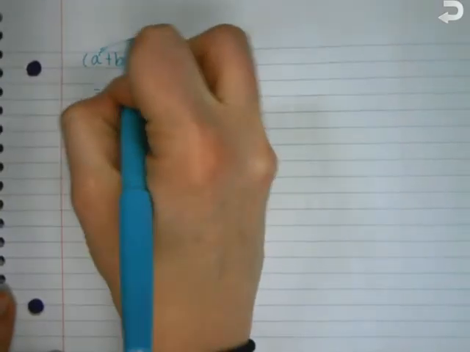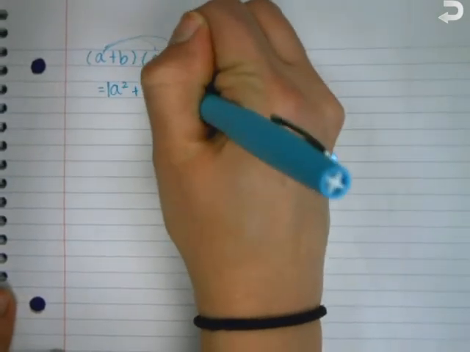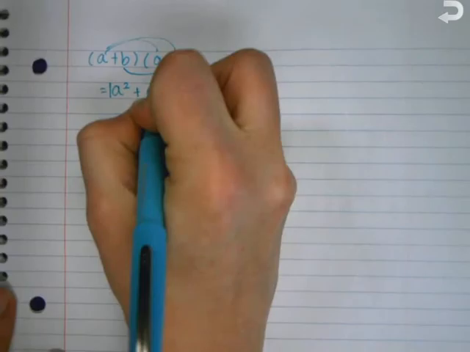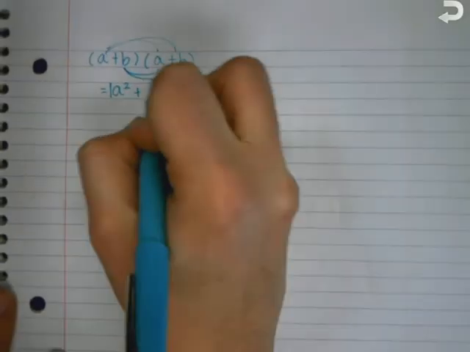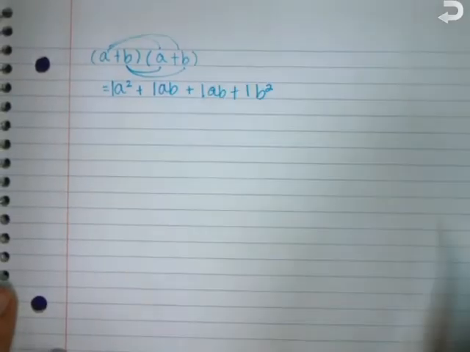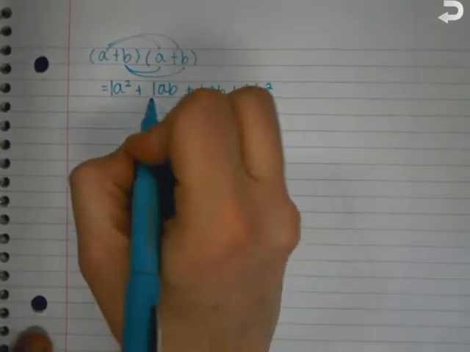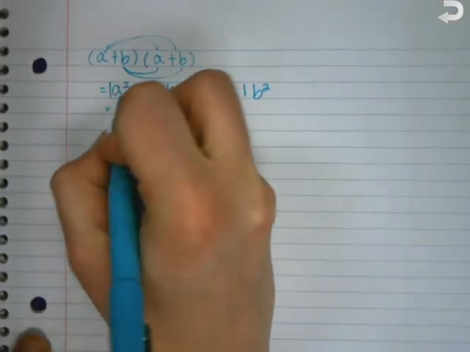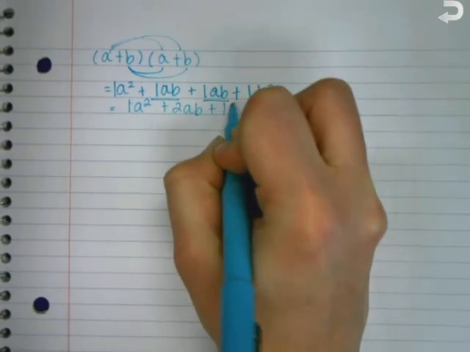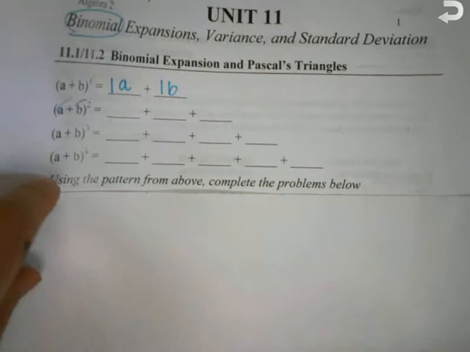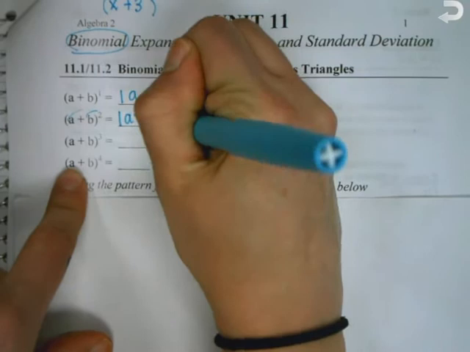A times b gives me plus, this is 1a squared plus 1ab. B times a plus 1ab. And b times b plus 1b squared. Then what can I do? Combine like terms. 1ab plus 1ab gives me 2ab. So this is 1a squared plus 2ab plus 1b squared, right? Okay, so let's fill that in here. So that was 1a squared plus 2ab plus 1b squared.